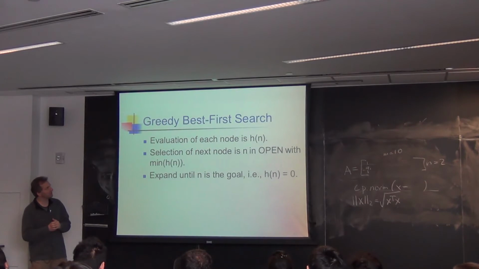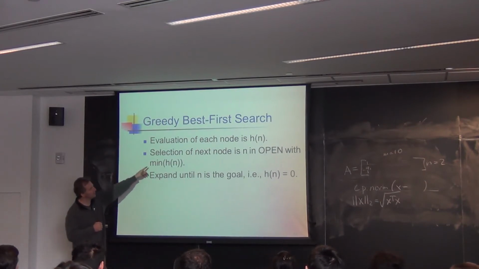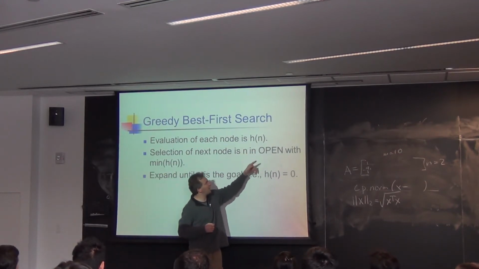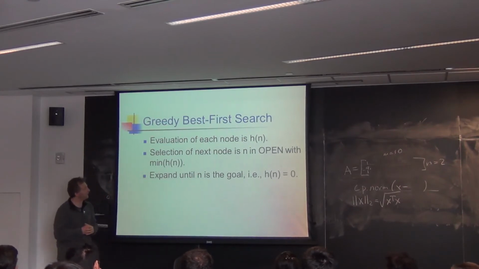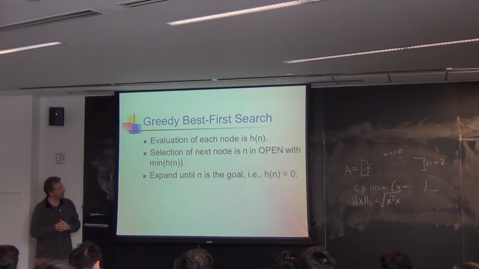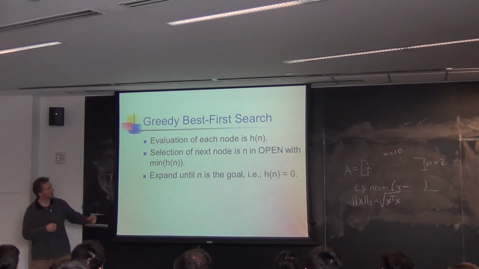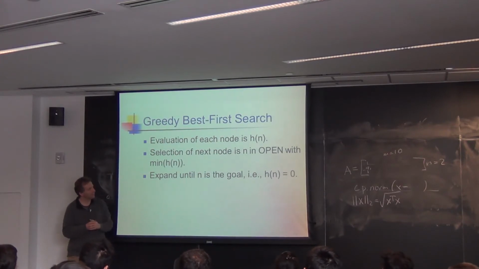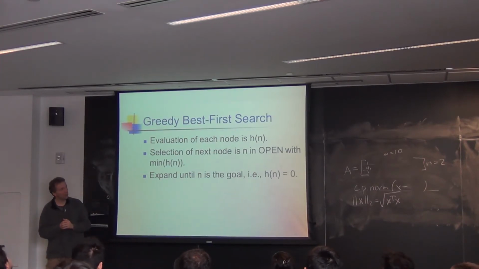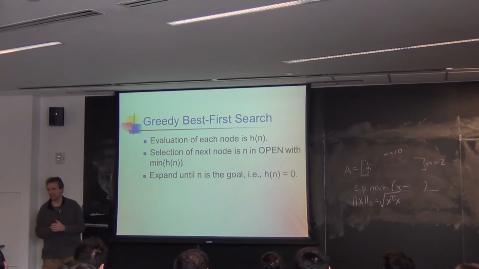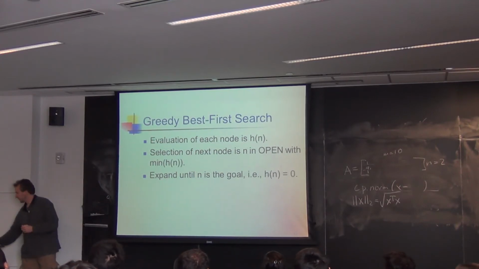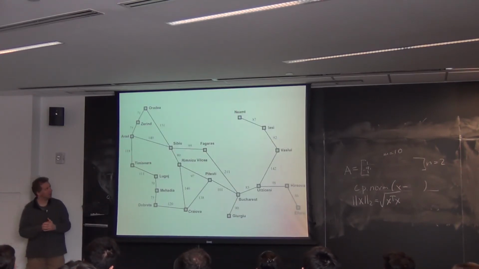The evaluation of each of the nodes is a heuristic, and you're going to apply that to the state of that node and get a value, and then you're going to select the next node on the open list that has the minimum value, and then expand that until n is either the goal or h is 0, or you fail. Can't expand anymore. So here's an example of that you'll see also in the book.